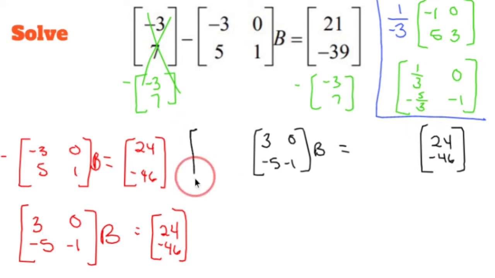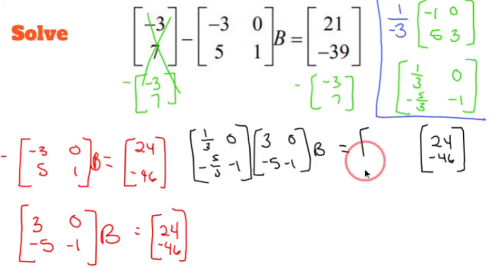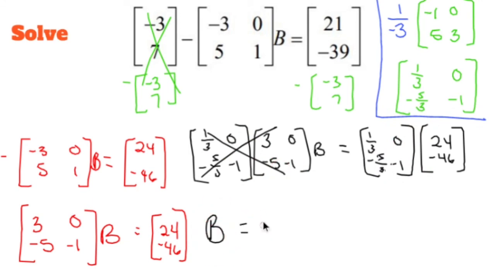So this ends up being 1/3, 0, negative 5/3, negative 1, times 1/3, 0, negative 5/3, negative 1. This becomes the identity matrix, which goes away, and now B is going to be all by itself, and I have matrix multiplication. With matrix multiplication, you split that up by rows, and it's already one column, so this shouldn't be too bad.